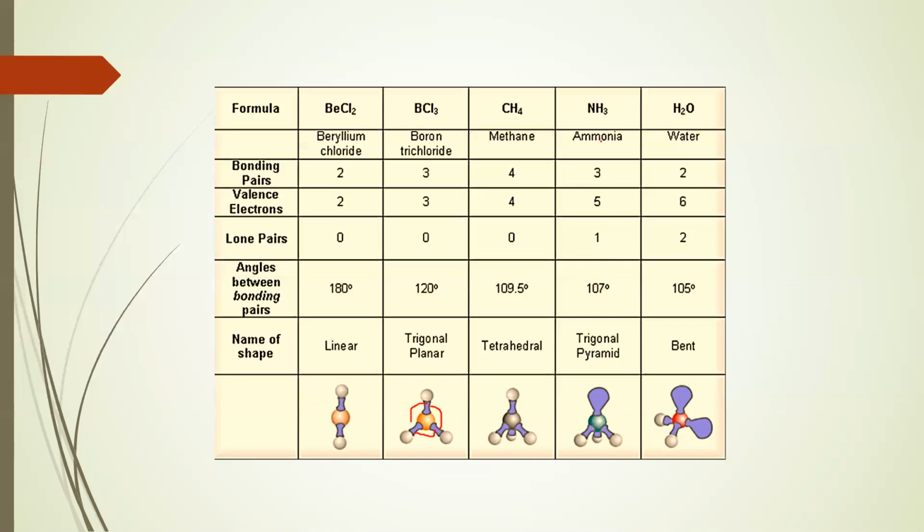Now, in ammonia, nitrogen is the central atom. Its atomic number is 7, therefore its electronic configuration will be 2, 5. Hence, nitrogen has 5 electrons in its outermost shell for bonding. But as you can see, it has bonded with only 3 hydrogen atoms. So it is remaining with two electrons, that is, 2 non-bonding electrons, which we can say is a lone pair.